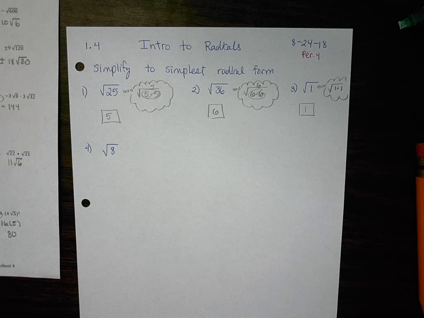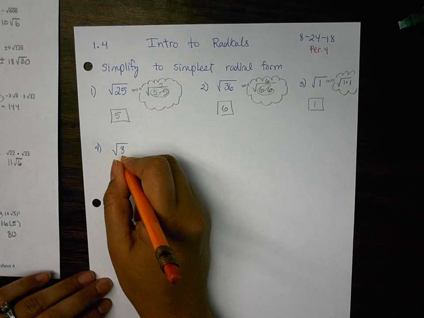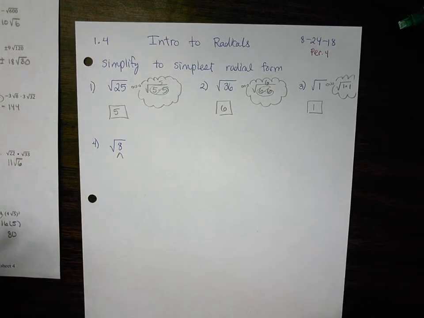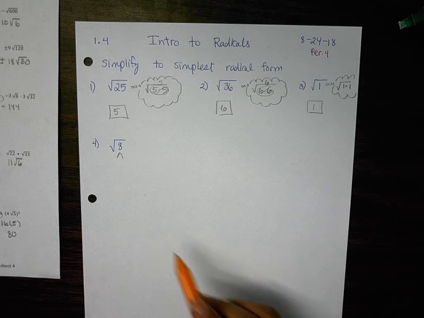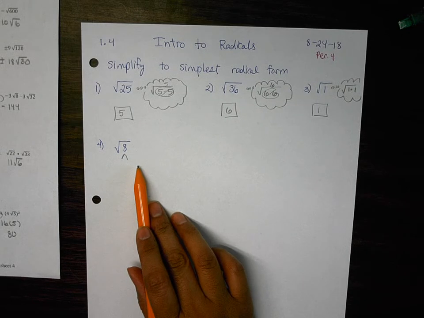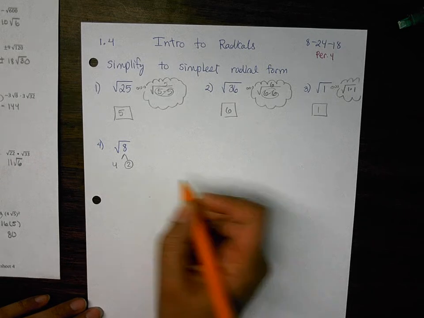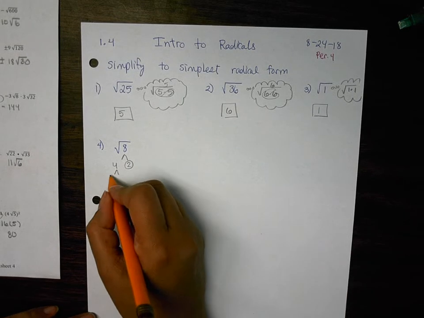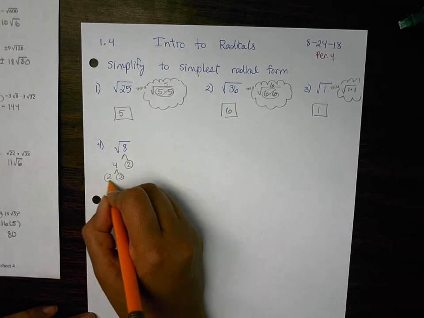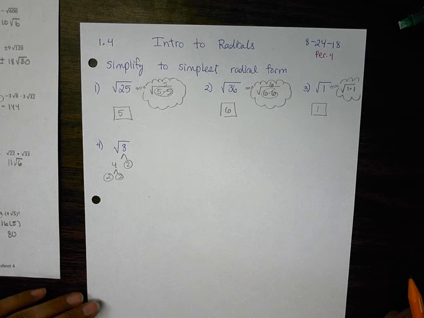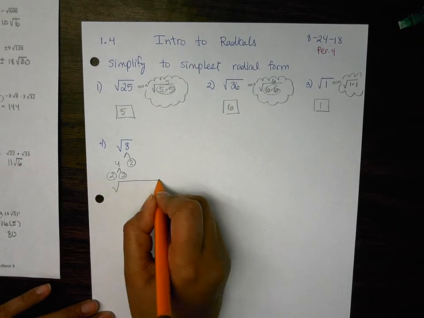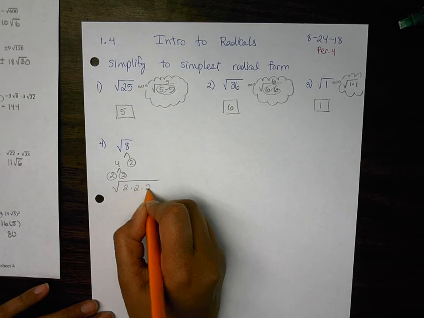Is everybody ready? This piece right here is review, but the final piece will be new. Do you guys remember how to use your factor tree from elementary school? 4 times 2. 2 is prime, so I circle it, and then I break down the 4 into 2 times 2. Okay, that's review. So here's my radical: 2 times 2 times 2.